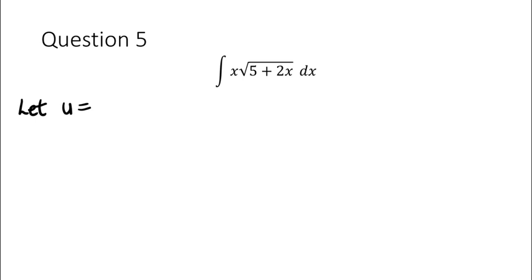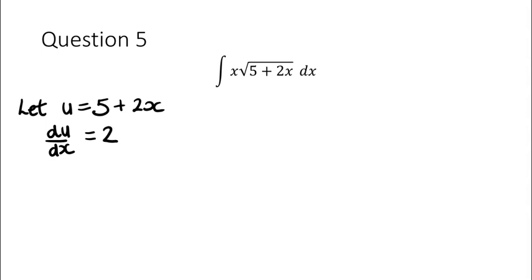I'm going to let that bit inside the square root be u. So I'm going to say let u be 5 plus 2x. If you want to have another go at this with this substitution, feel free to pause here and then check if you got the answer. But I'll show you how it works when we use this substitution. Generally when we make a substitution, what we want to do is then differentiate that. In this case, that would be finding du by dx, which gives us 2.